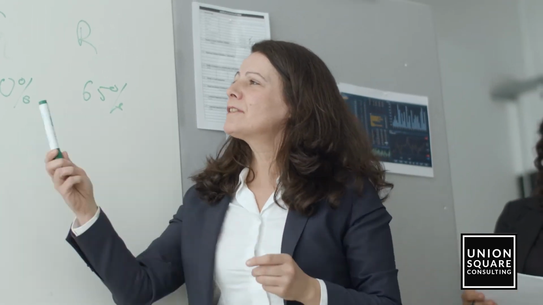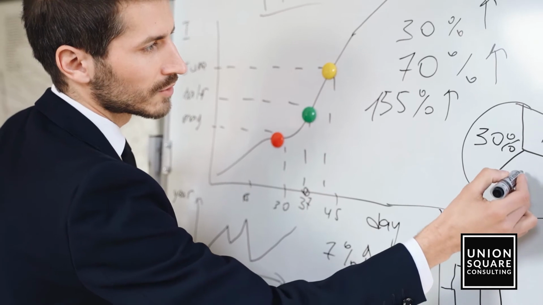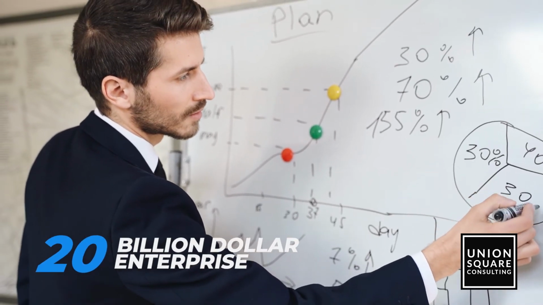And this type of rigor is what has enabled Salesforce to keep their forecasting across a $20+ billion enterprise within plus or minus 5% accuracy every month and every quarter.